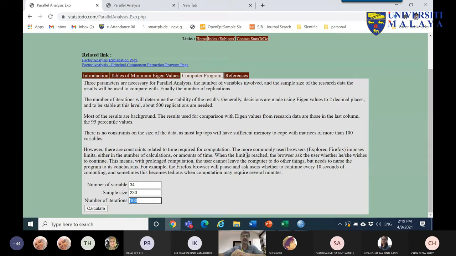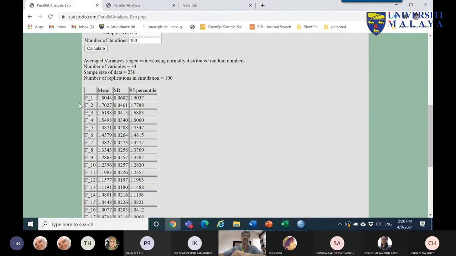You can increase it, but it should not be less than, of course, it depends on the memory of your computer, because sometimes if you have too many variables or too many cases in your data, increasing the number of iterations will need more space in your RAM, correct? But 100 is enough. Don't make it too much. Just run it. When you calculate it, then you will get these results.